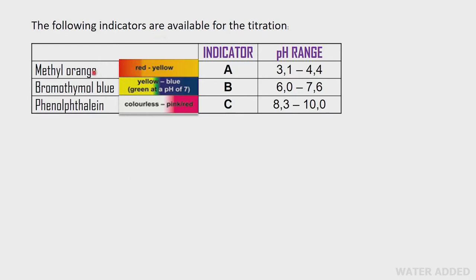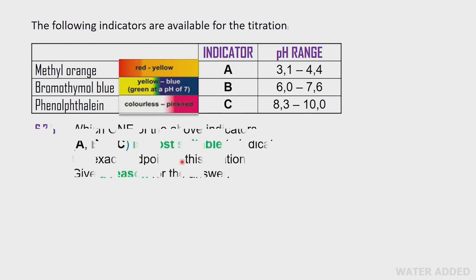This indicator here, methyl orange, I use when my final mixture of acid and base is acidic. This one is when it's neutral, and it will show green when it's neutral. I call this indicator bromothymol blue. And this one here, the phenolphthalein, I will use when my final solution of acid and base is alkaline. And so, it is important that you know your indicators.